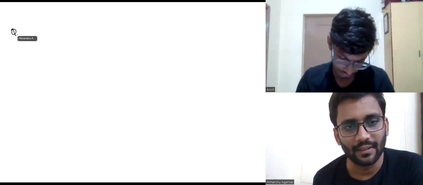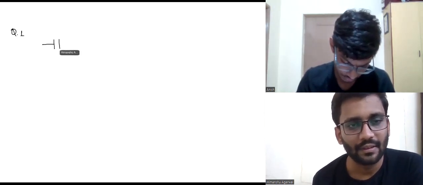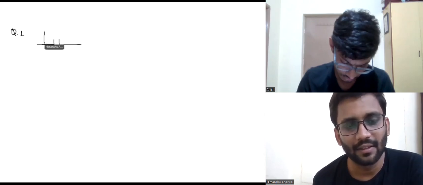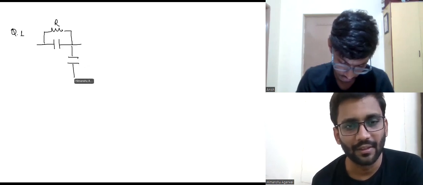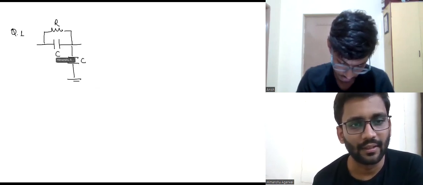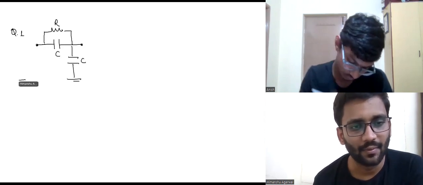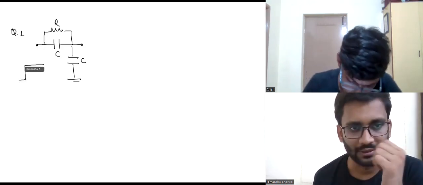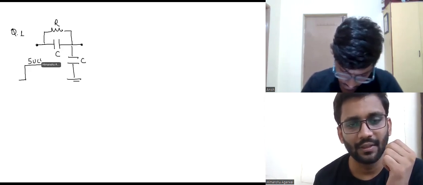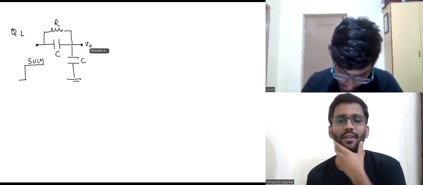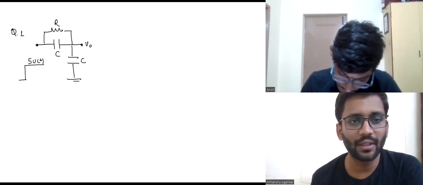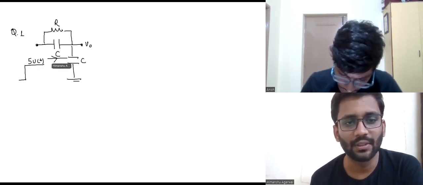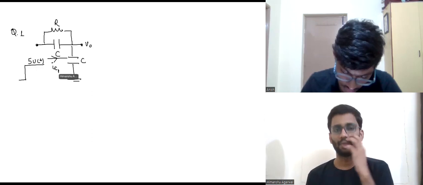So the first question from my side is this: I have a capacitor, a resistor, and one more capacitor, and let's say I have applied a voltage input here, let's call it 5u(t). Can you draw the current waveform through this capacitor? Let's call this current IC1. Can you draw the IC1?